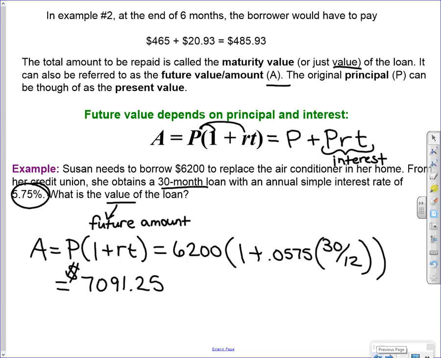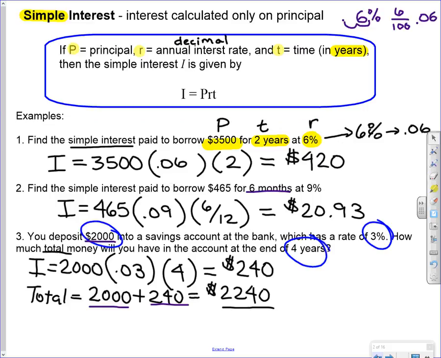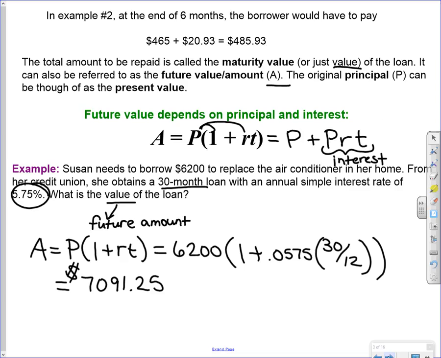Okay, so this says in example 2, at the end of 6 months, the borrower would have to pay $485.93. So we're talking about this one right here. If we were to see the total amount this person had to repay, well, they borrowed 465, so they definitely have to pay that much back. And then they also have to pay the 20.93 back because that's the interest that was earned over those 6 months. So they end up having to pay back $485.93.